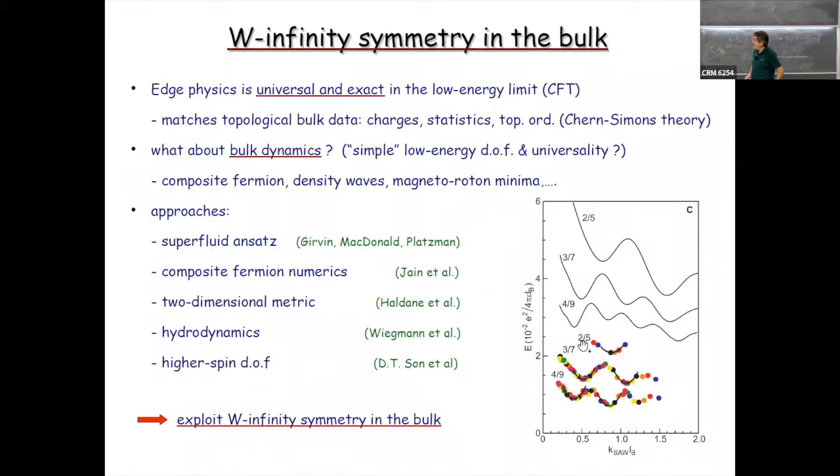This is a picture of Jain numerics. And I think the points are experiments. The funny thing is that if you have 1/5, you get a minimum, which is called the magnetoroton minimum. And if you have 2/5, you get 2 minima. And if you increase the numerator, you get several minima.